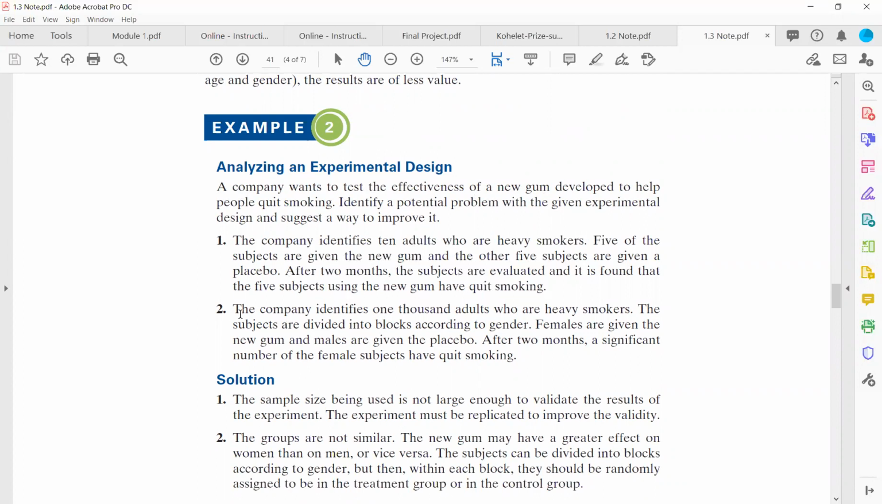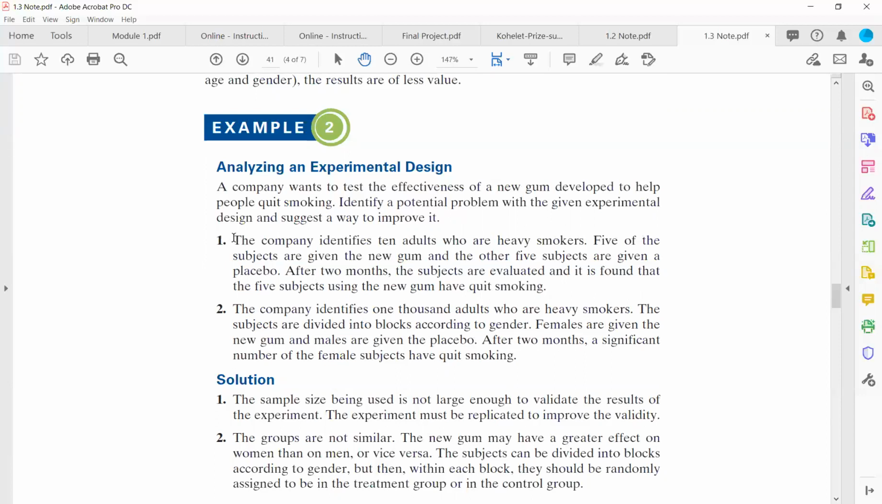In study 2, the company identifies 1,000 adults who are heavy smokers. As you can see, we increase the number from 10 to 1,000, which is a good thing. The subjects are divided into blocks according to gender. Females are given the new gum and males are given the placebo. After 2 months, a significant number of female subjects have quit smoking.